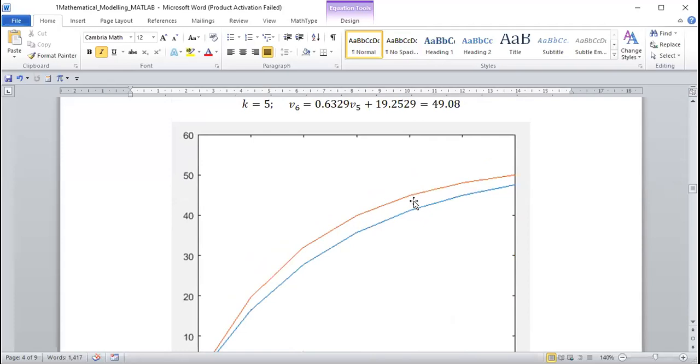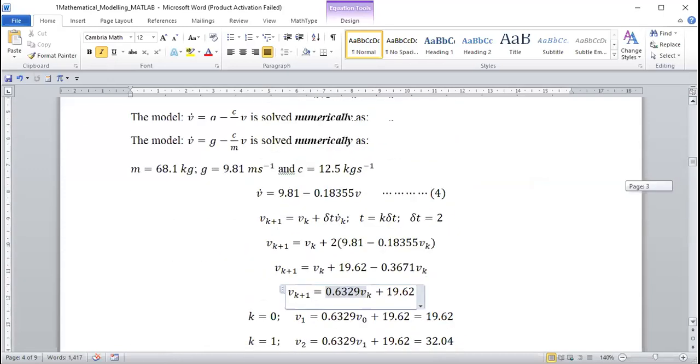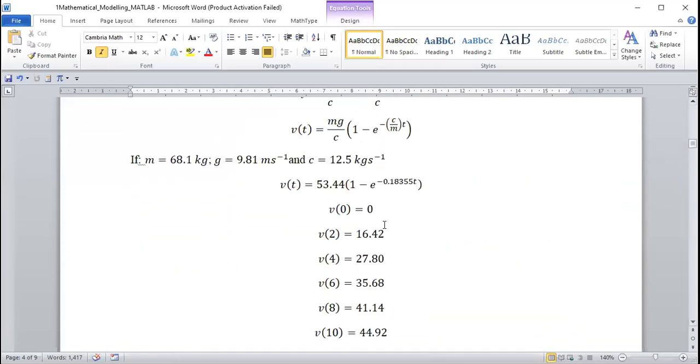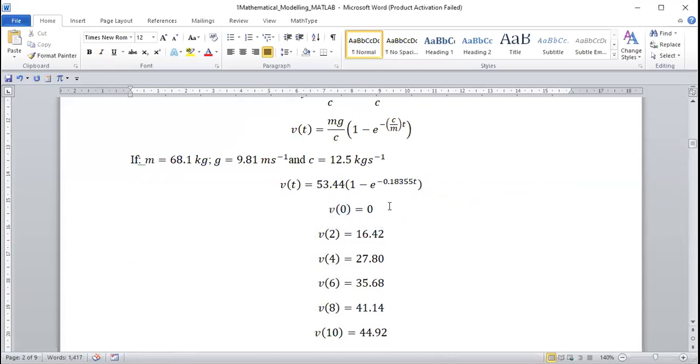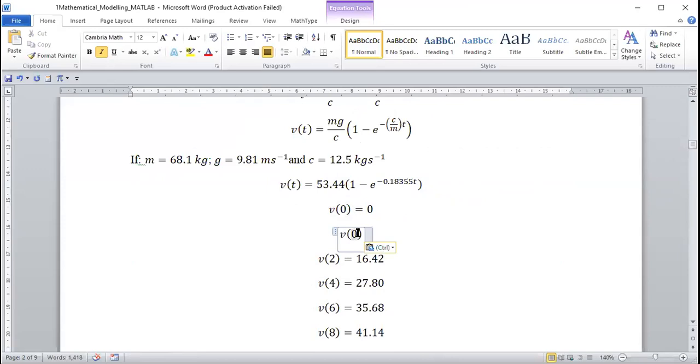But we can use a smaller step size. If you are doing the hand calculation, using a smaller step size will make the problem much more tedious. For instance, if I had used a smaller step size of 0.5 here, in order to get to 10, I have to do 0.5. So let me just write it. I have to do V of 0.5 because I'm using a step size of 0.5.